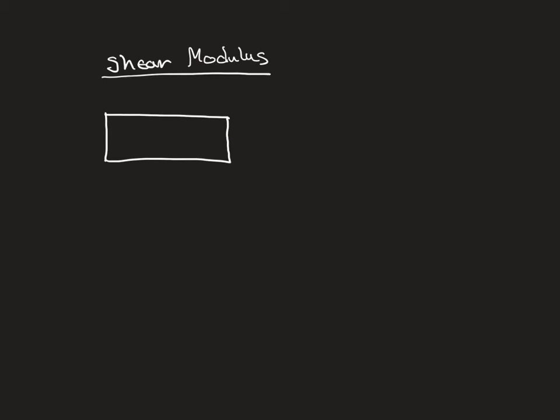Alright, so the next modulus we're going to talk about is the shear modulus, or what we're going to call elasticity of shape. So what I'm going to have here is a box, and you have to remember this is a box that goes into the page. This is not a rectangle. And I'm going to apply a force not down on top of the box, but across the top of the box. So we're applying a force across, so we're doing what we call a shearing motion.